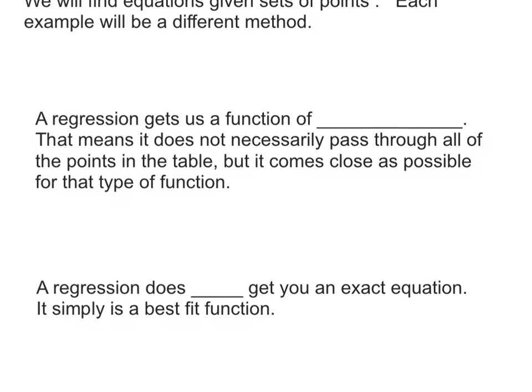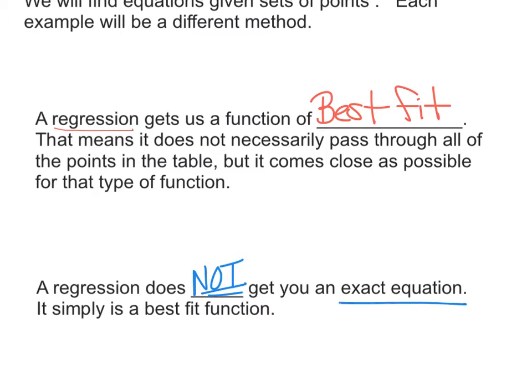So here's our first big definition. A regression gets us a function of best fit. That means it does not necessarily pass through all of the points in the table, but it comes as close as possible for that type of function. That's why it's a best fit function. It's not going to hit every single point. It's going to get close, but not all of them. A regression does not get you an exact equation. It is simply a best fit function.